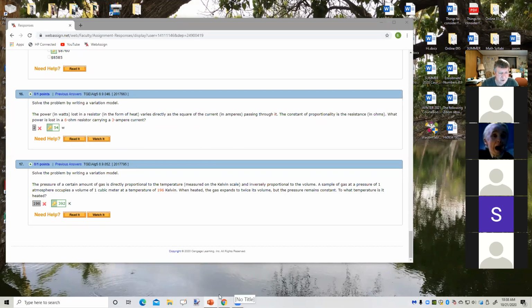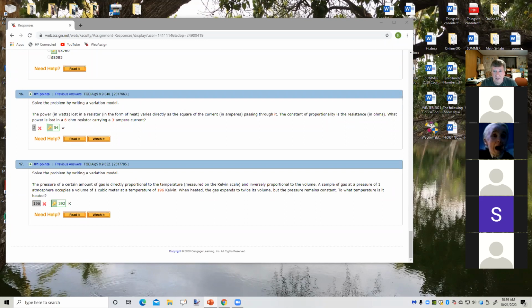17, which says, let's see here, the pressure of a certain amount of gas is directly proportional to the temperature measured in Kelvin scale and inversely proportional to the volume. So here we have 2 different kinds of variation going on in the same situation. You're right, I did not talk about that yesterday. So we can have a combination sort of thing. So the pressure, P, is directly proportional to the temperature, so K times T, and inversely proportional to the volume, so volume is on the bottom.